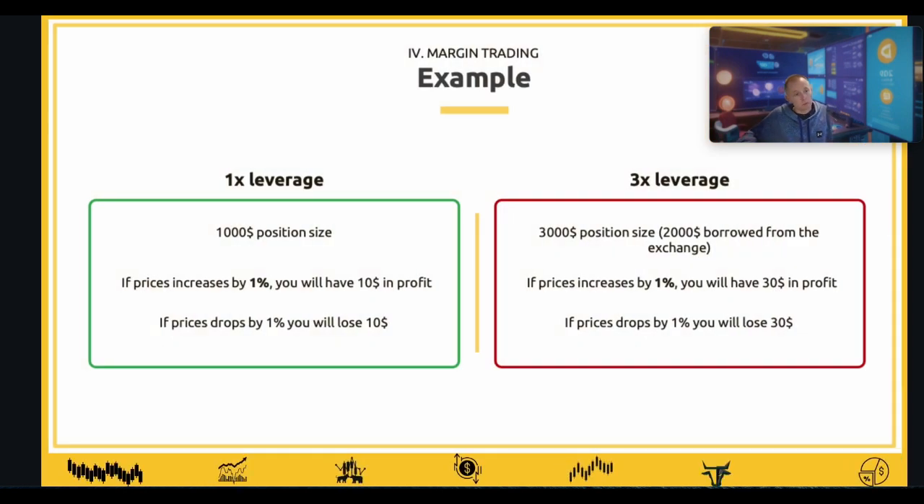Margin trading example. 1x leverage, right, would be a $1,000 position size. If price increases by 1%, you'll have $10 in profit, right? Because 1% of $1,000 is $10. If price drops by 1%, you'll lose $10. Now let's see what this looks like with 3x leverage. So a $3,000 position size instead of 1, so $2,000 will be borrowed from the exchange. If price increases by 1%, you'll have $30 in profit versus 10. But if price drops by 1%, you'll lose $30. See, are we following?